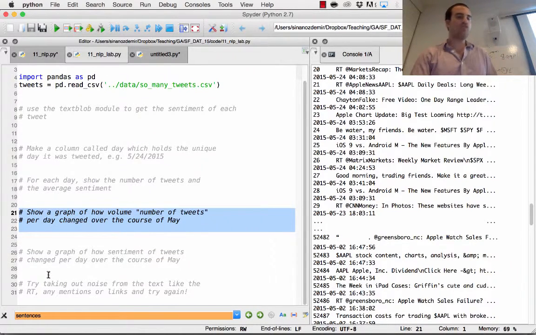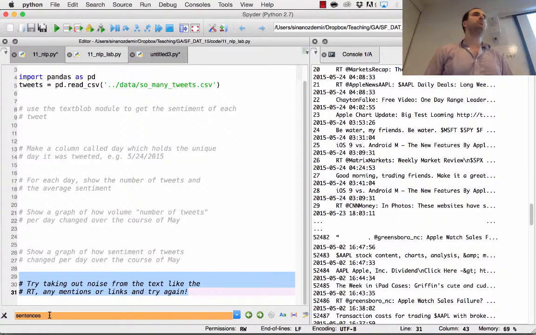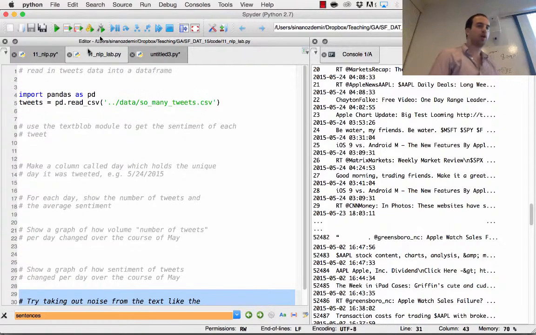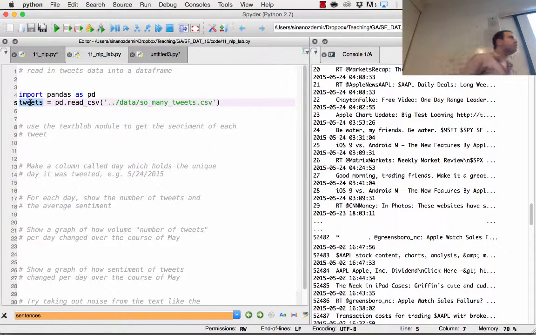And then, if you have time, try taking some of the noise out of the tweets, like remove the mentions or the RT for retweet. So remove some of the noise words out of a tweet. So that's the lab, to work on this data set. By the end, you should have graphs that actually show the rise and fall of sentiment and volume. And then we'll try to match those up with events that actually happened at Apple in May 2015 to see what was talked about and what was favored negatively and positively.